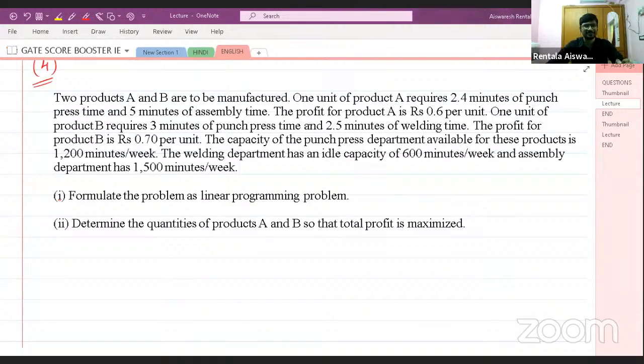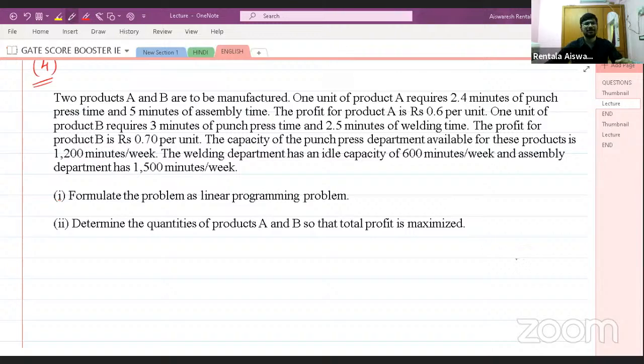In paise. Next, the capacity of the punch press department available for these products is given as 1200 minutes per week, and so on. The welding department has an idle capacity, and the assembly department has 1500 minutes of time per week. So these are your constraints. How are you framing them? The objective function is very simple, right, Sai Krishna? The constraints you may find a little confusing, so please listen.